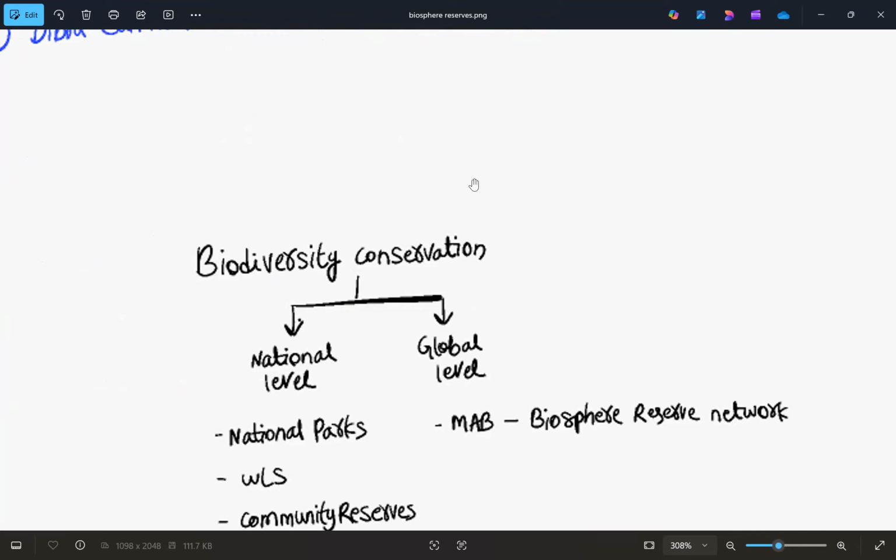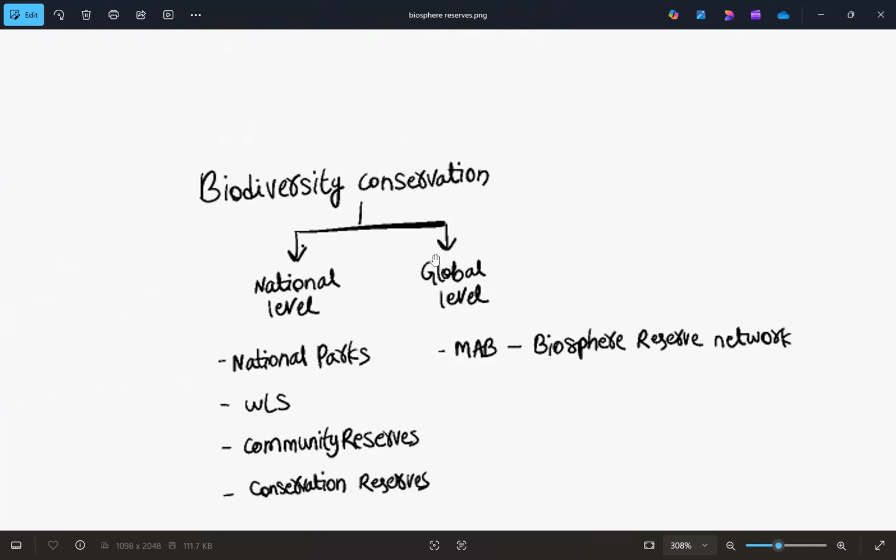Under national level, we have many practices like designating national parks, designating an area as wildlife sanctuary, and also community reserves and conservation reserves. And at the global level, there is something called the Man and Biosphere Program, which was started in 1971 by UNESCO. Under that, we have a network of biosphere reserves that are located across various countries. In this video, we are talking about the global level, that is the biosphere reserves in India. So let's get started.